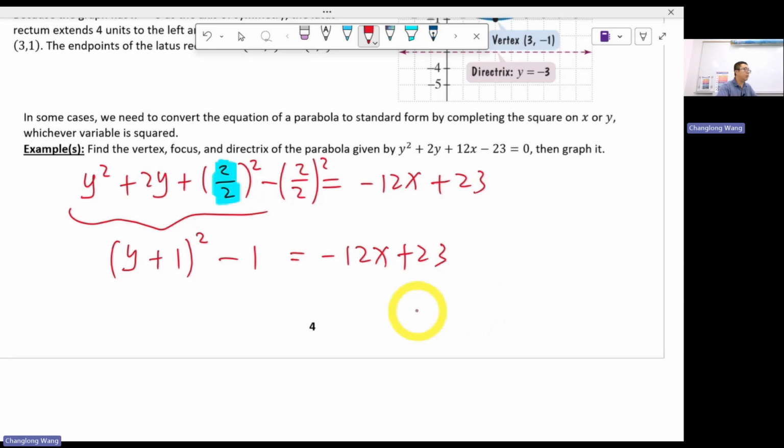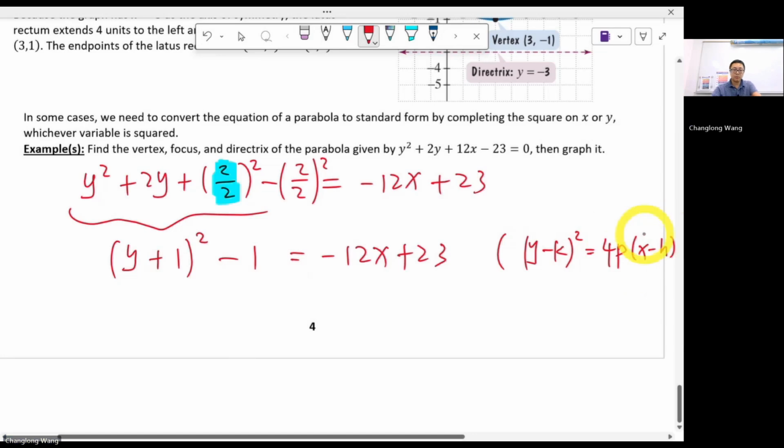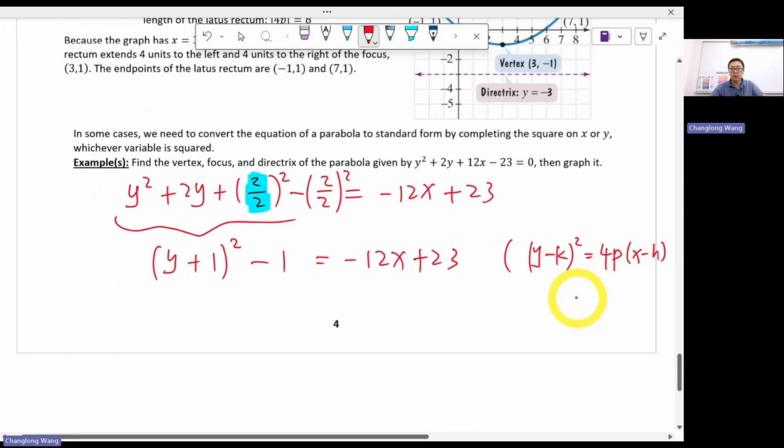Now, always keep in mind the standard form that you hope to get for the parabola. It looks very different from 10.1 and 10.2. So let me put that in parentheses here. So we're hoping it will be y minus k, squared, in this case since y gets the square, equals 4p times x minus h. All right, so that's the form you're trying to get.